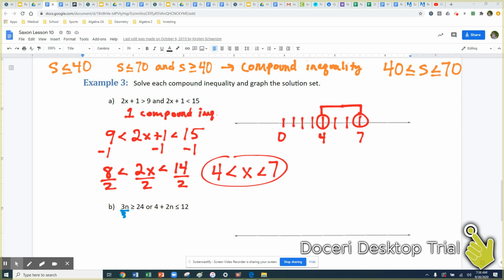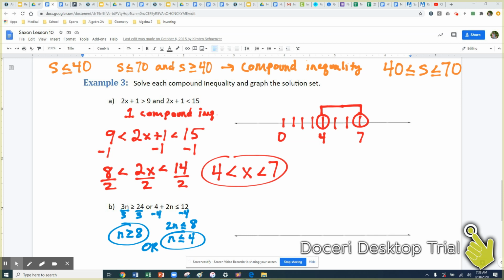So we can divide by 3, divide by 3, and n is going to be greater than or equal to 8. Over here, we'll subtract 4, subtract 4, 2n is less than or equal to 8, and n is less than or equal to 4. So there are our two separate inequalities. Our two situations are n could be greater than or equal to 8, or n could be less than or equal to 4. There's my two possibilities.